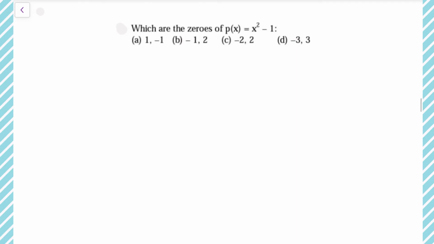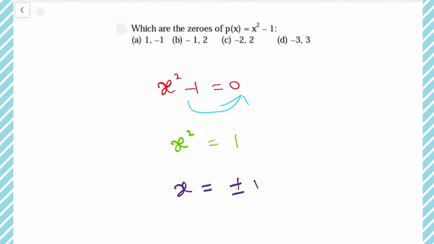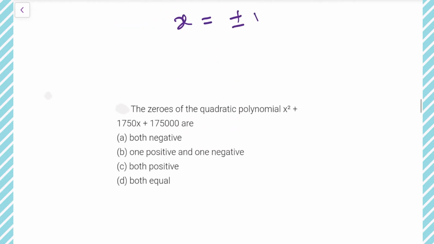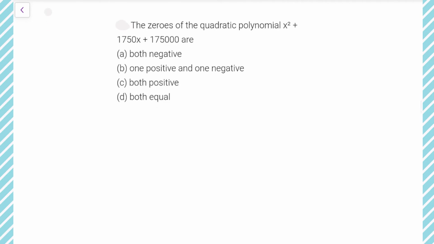Next, which are the zeros of x square minus 1? X square minus 1 is equals to 0. Take minus 1 to the right side, then it will become plus 1. So x square is equals to 1. Which number's square is 1? Obviously plus or minus 1. So option A, 1 comma minus 1. Because for plus 1 if you square it, it is 1 only, for minus 1 also if you square it, it is 1 only. Next, the zeros of the quadratic polynomial.